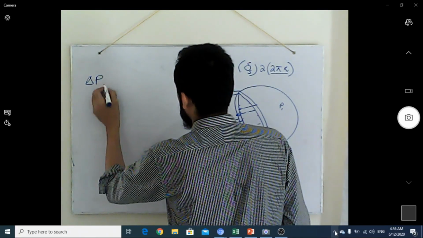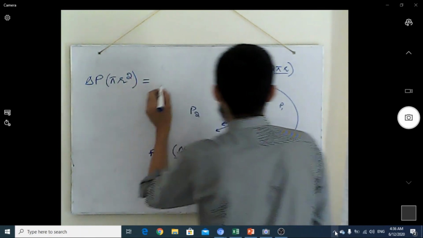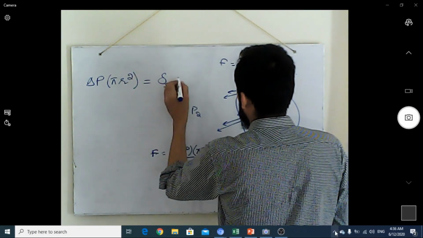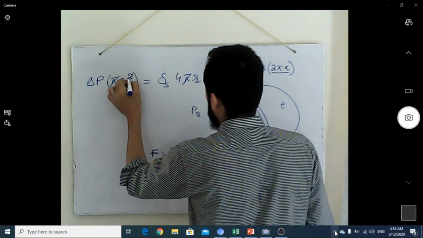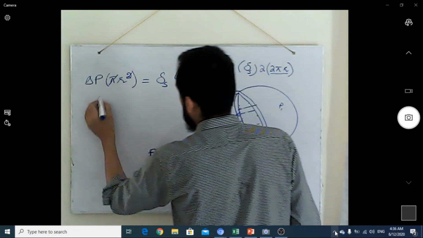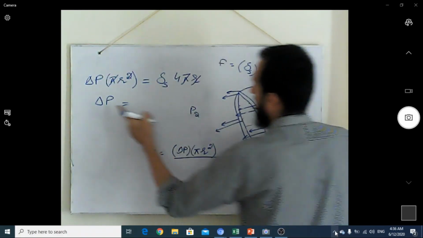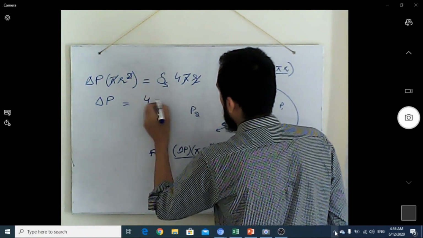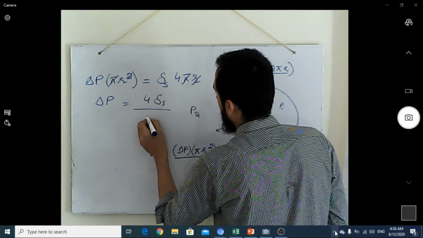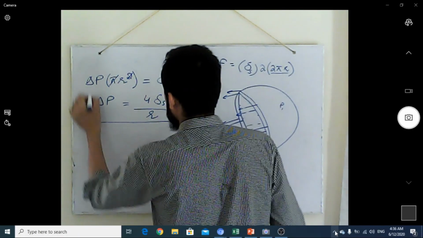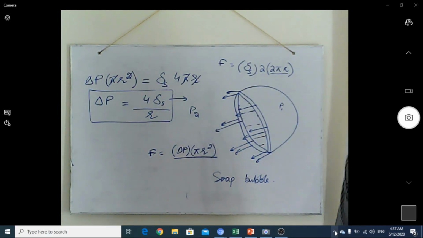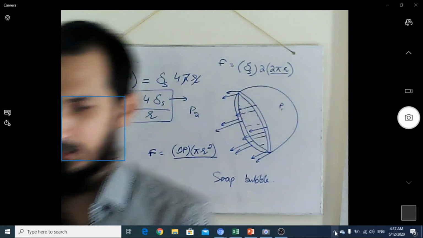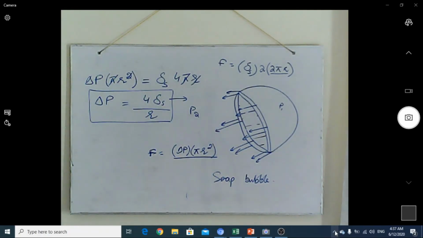So delta P times pi r square is equal to the surface tension applicable on 4 pi r. Pi will cancel out, and r square reduces in power, so the change in pressure will be equal to 4 times the surface tension over the value of r. These two results you will find for the respective bubbles, and you can easily understand how we can resolve the surface tension under different conditions.